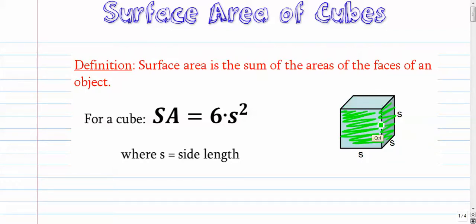Right? In a cube, all the sides are the same, so all the faces are the same. They're all squares, and there are 6 of them. So the area of a square is side times side, and there are 6 of them, so it's 6s squared.